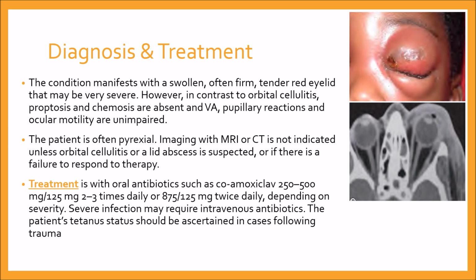The clinical picture is very much similar to this. As you can see, the upper lid is swollen, and there is some kind of trauma on the upper lid. And imaging with MRI or CT is usually not indicated unless orbital cellulitis or a lid abscess is suspected, or if there is a failure to respond to therapy. Here, axial CT shows opacification anterior to the orbital septum. You can see it here quite clearly.